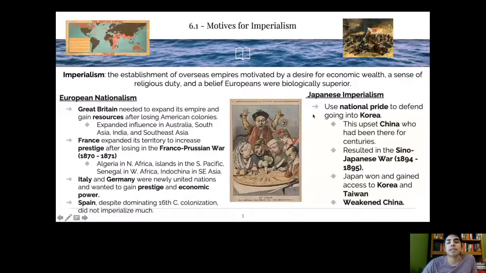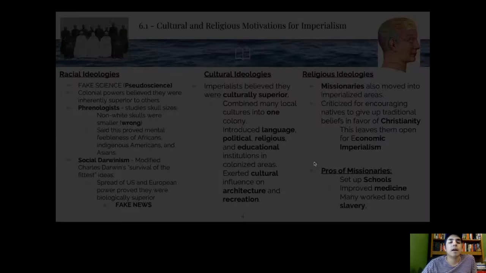Let me just go back. China is not successful at industrialization. There's all kinds of pushback, and they actually get carved up here into spheres of influence. You can see the Germans, the British, the Japanese carving up China.